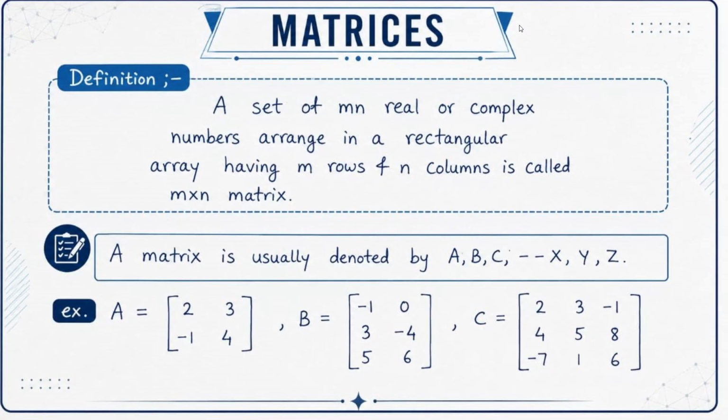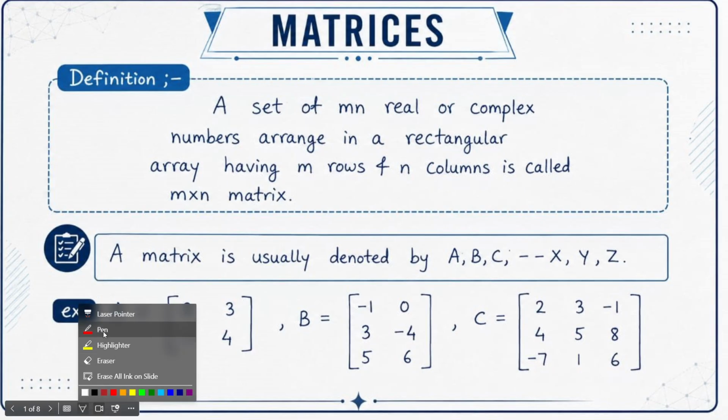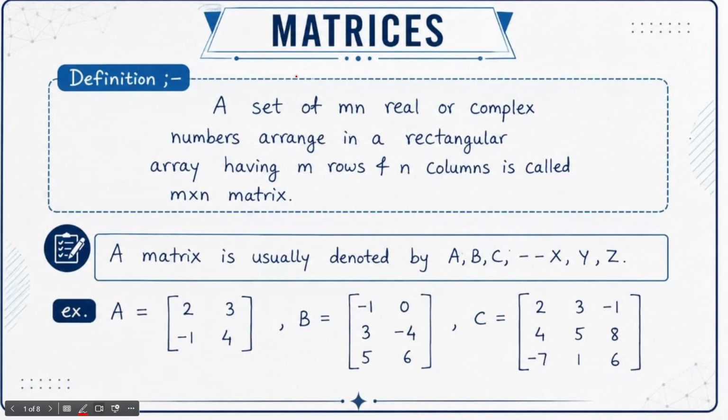So what is the exact meaning of matrices or matrix? It is a set of mn real or complex numbers arranged in a rectangular array. Rectangular array means this kind of array, or it is called a square bracket also, in rows and columns. Rows means horizontal lines, and columns means vertical lines. In m rows and n columns, it's called an m into n matrix.